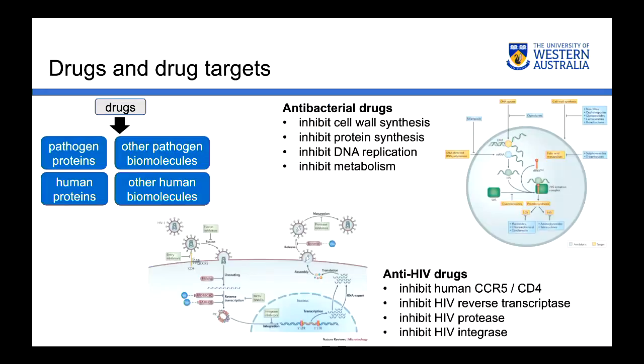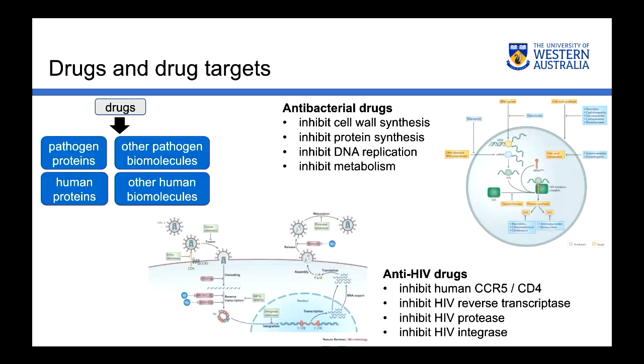Now, when we look at drug targets, drugs can bind to proteins or biomolecules, and they can bind to proteins either from the pathogen or on the human side, and similarly, the biomolecules can come from either the pathogen or humans. I'm going to use two examples here without going into much detail.